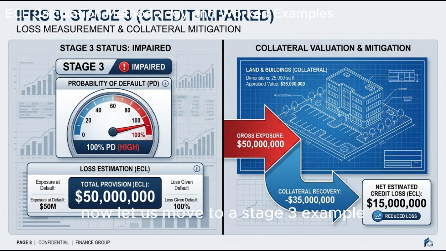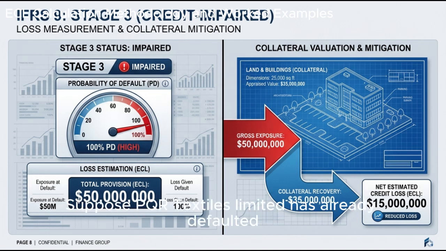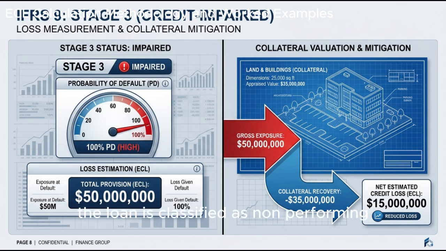Now let us move to a Stage 3 example. Suppose PQR Textiles Limited has already defaulted. The loan is classified as non-performing. Legal recovery actions have started. The outstanding balance is 200 million taka. Since default has effectively occurred, the probability of default is assumed to be 100%. Loss given default is estimated at 60%. Applying the formula gives an expected credit loss of 120 million taka.